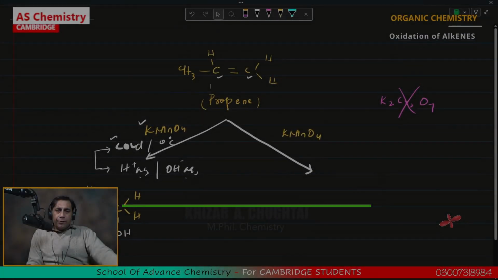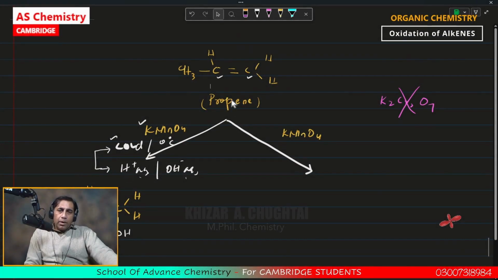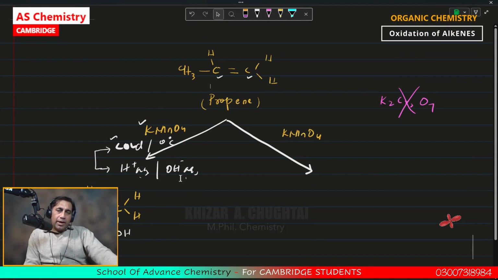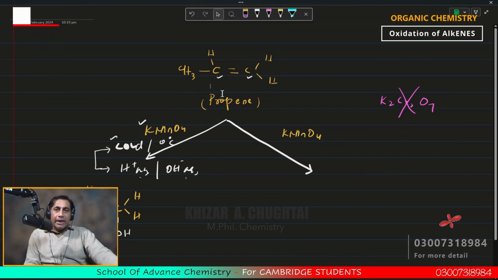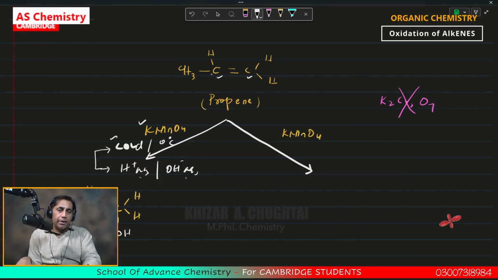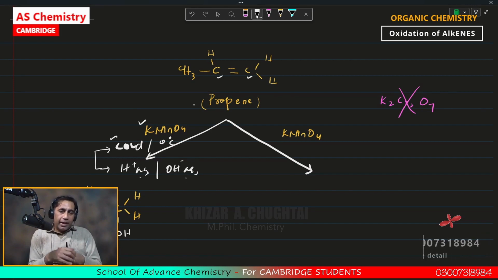What is the name of this compound that has been formed by cold acidified KMnO4? Under cold conditions, when KMnO4 is added to any carbon-carbon double bond, I mean any alkene, a diol is formed. An OH group is introduced on both doubly bonded carbons, the bond is broken, and an OH group is added on both doubly bonded carbon atoms.